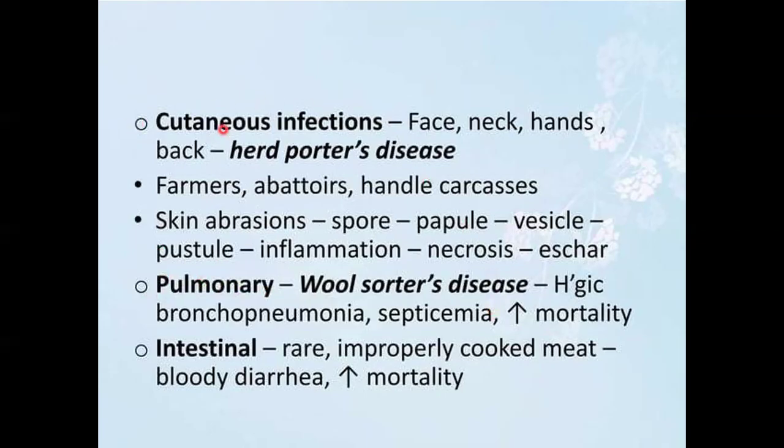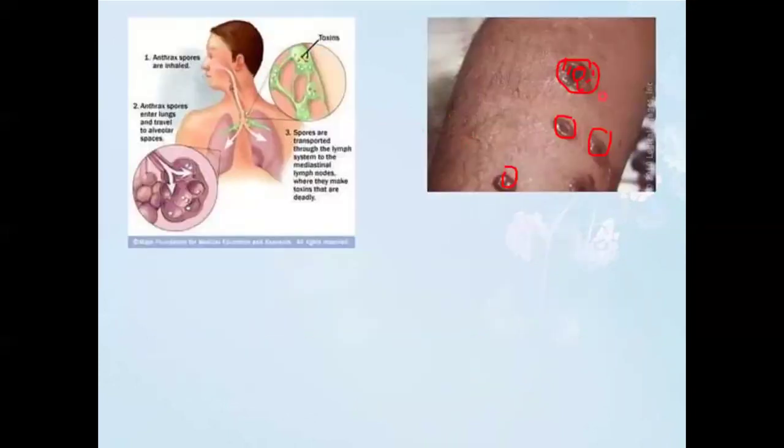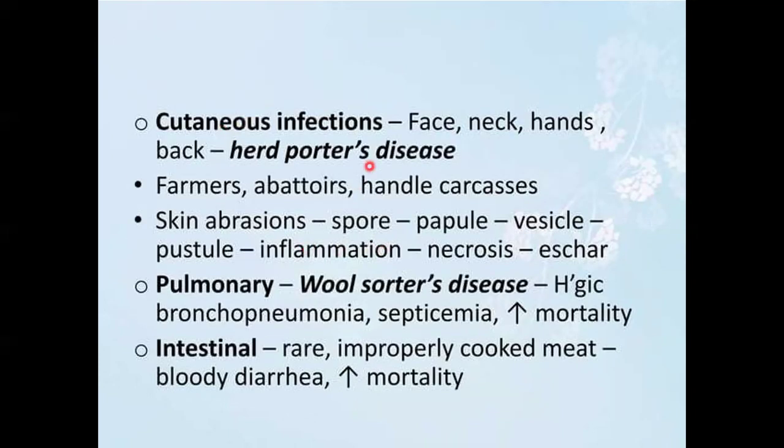So cutaneous deals with skin. We call it cutaneous anthrax. As you can see, it can occur on the face, the neck, the hands, and the back. We call it hide porter's disease. The reason it's called that is because it was mainly seen in people who had sheep, goats, cattle, okay? The farmers, abattoir workers, and those who handle carcasses.